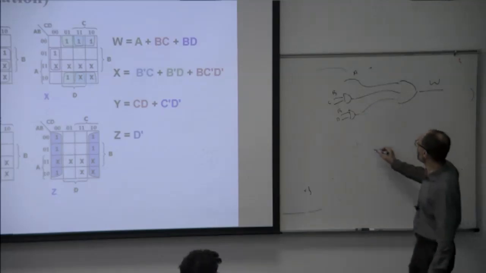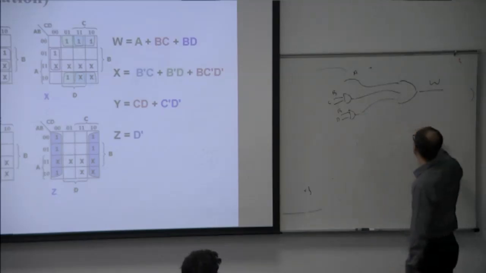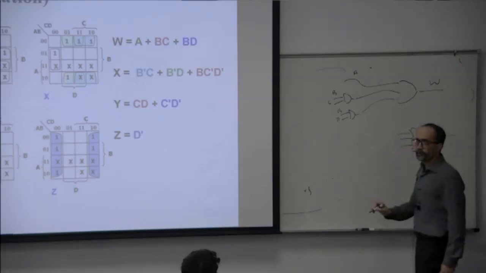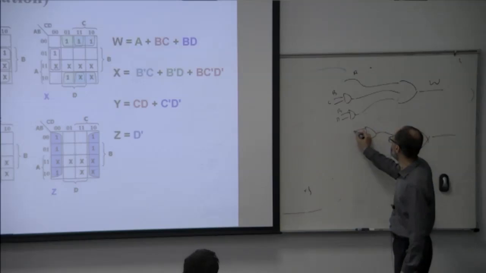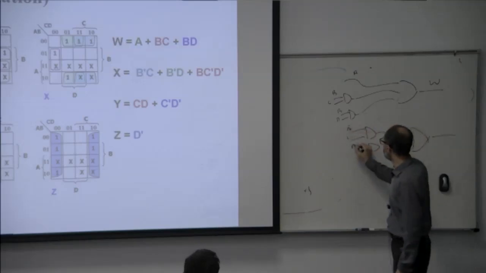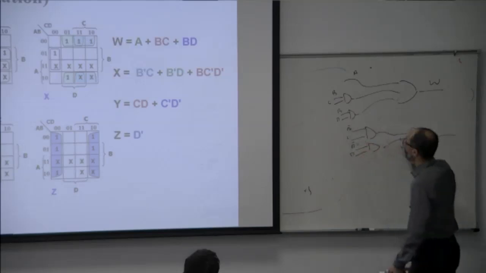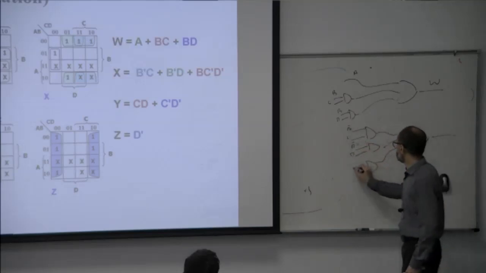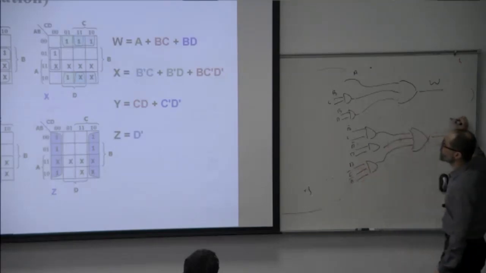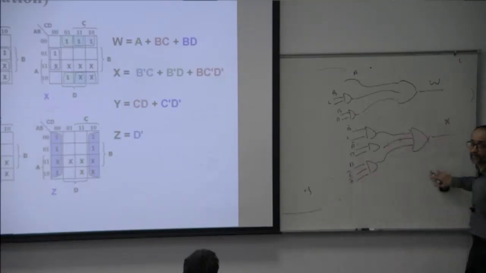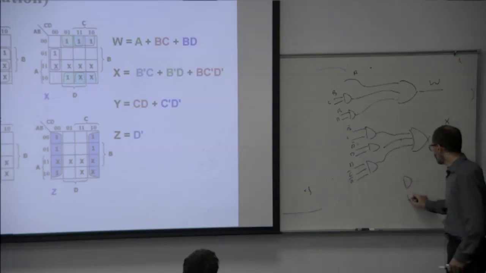Okay, now we have X. If you look at X, now we have another OR gate. How many inputs? 3 input OR gate. And then we have 2 AND gates. One is B bar C, and the other is B bar D, and the other is B C bar D bar. So this is the expression for what? X. For Y, can you see here? For Y we have this circuit.